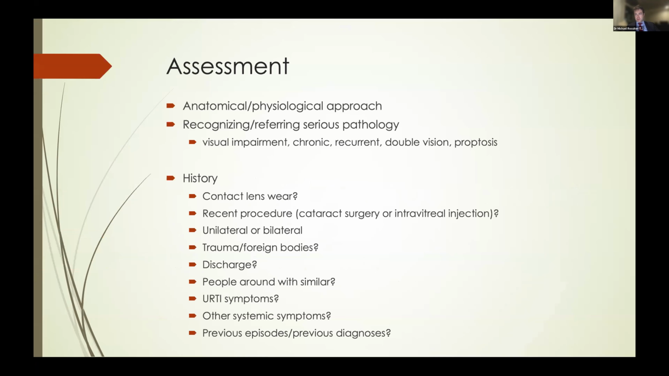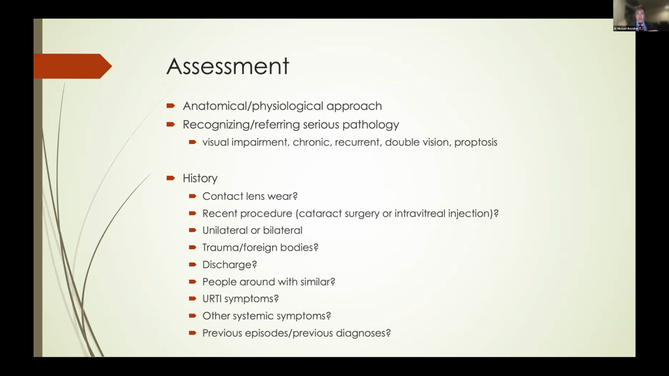Inevitably, this will be something of a shopping list, and I've done my best to systematize it, to give you something that I hope will be useful in terms of your assessment of patients. As we know, seeing patients with red eyes, painful eyes, uncomfortable eyes is incredibly common. And one of the biggest challenges is sorting those patients who can be managed safely in the community, those who need to be referred urgently, and those rare patients who actually need to go to hospital.